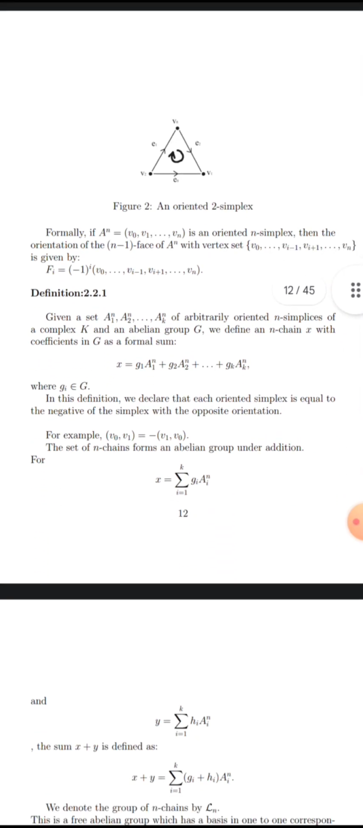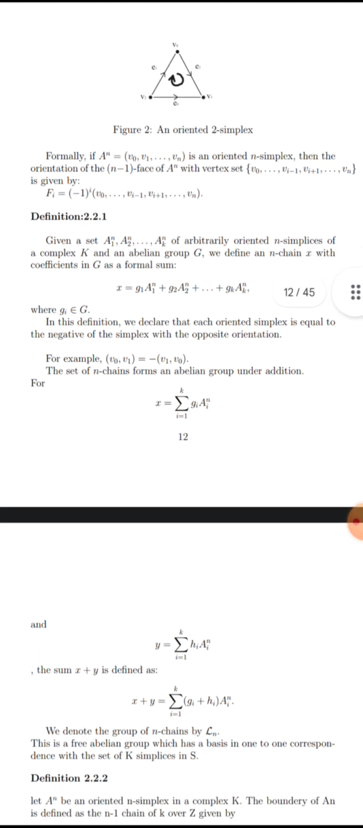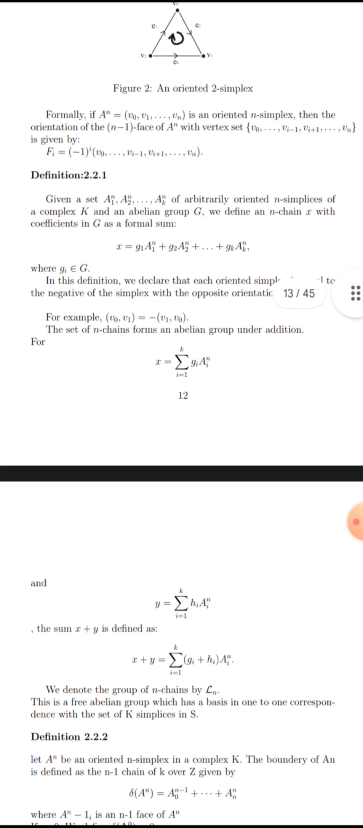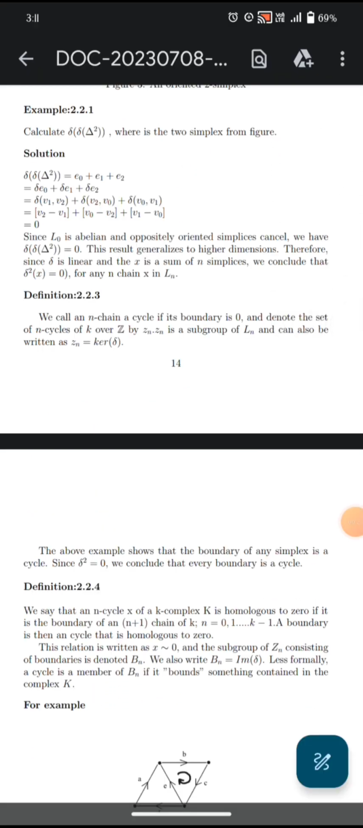Then we are going to see this definition. We declare that each oriented simplex is equal to the negative simplex with opposite orientation. For example, v0 v1 is equal to minus v1 v0. Then the set of n chains forms an abelian group under addition. Example, calculate delta of delta, the whole square.